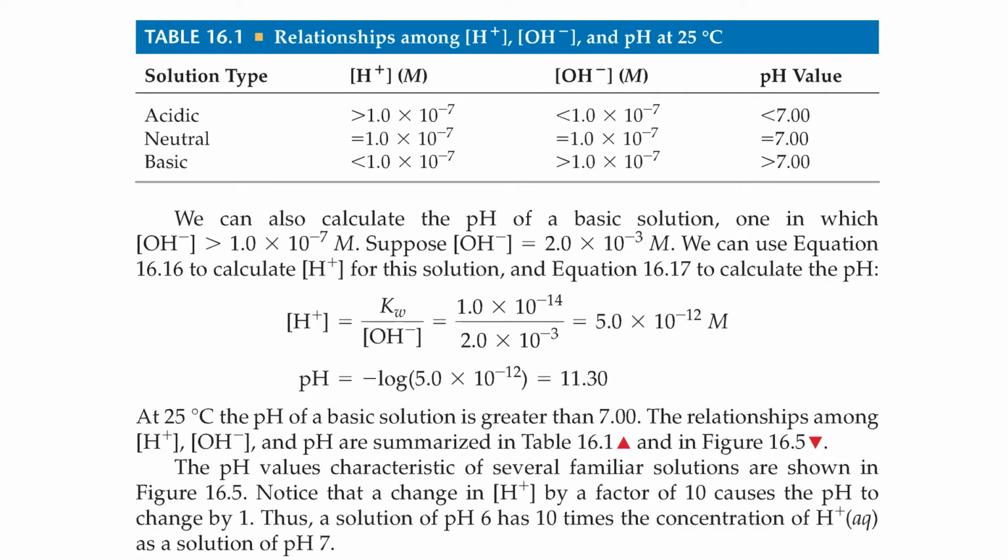The relationships among the concentration of proton, hydroxide, and pH are summarized in Table 16.1 and in Figure 16.5. The pH values characteristic of several familiar solutions are also found in Figure 16.5. Notice that a change in the concentration of proton by a factor of 10 causes the pH to change by 1. Thus, the solution of pH 6 has 10 times the concentration of proton as a solution with a pH of 7.